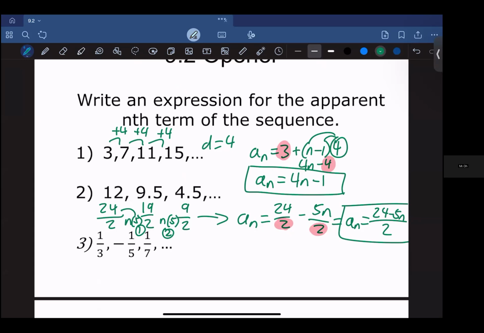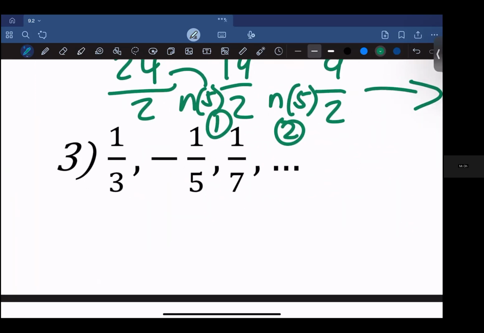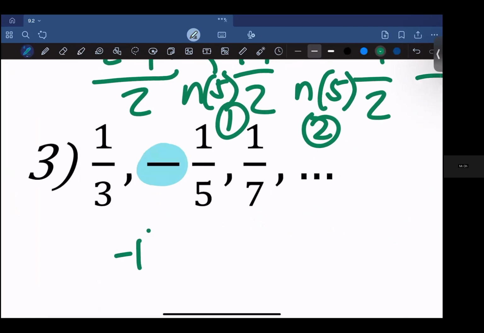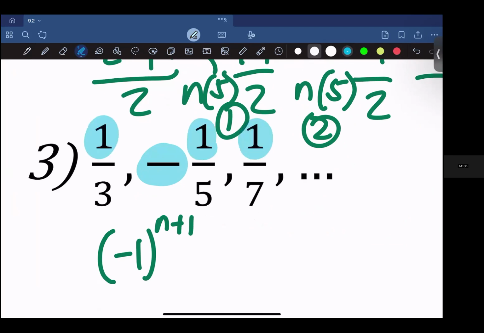Lastly, number 3. First thing I would note, this sign is changing. We have an oscillating sign, positive, negative, positive. Automatically, that is telling me that I'm going to have a -1 to the n plus 1 or something like that. Next thing I would notice is that my 1's in the numerator do not change. So that's going to stay. We're not going to touch that. It will most likely be this in the numerator.